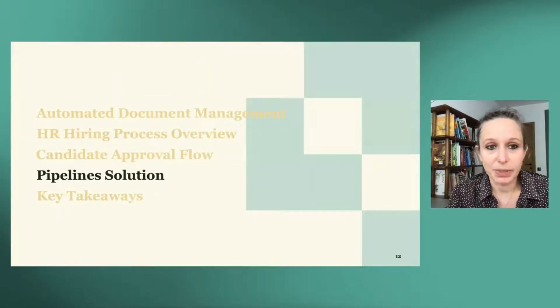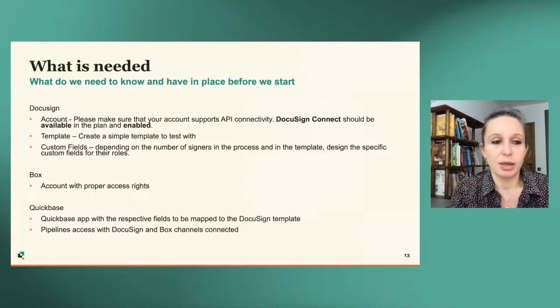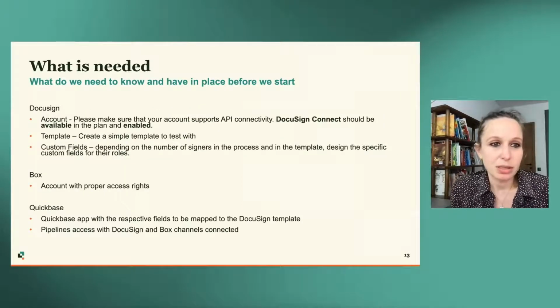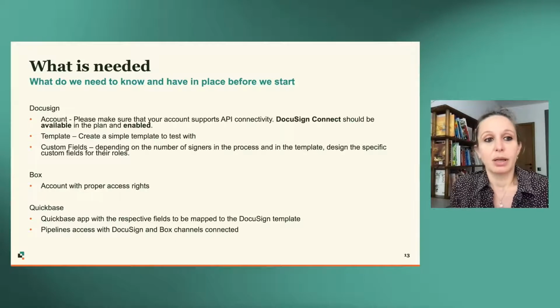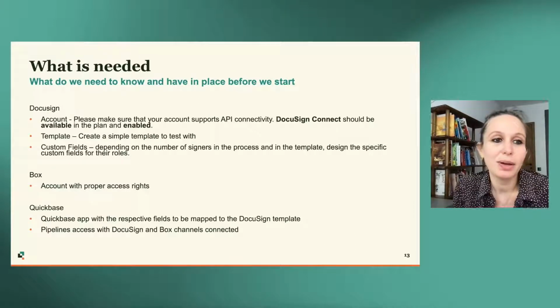Let's see how the solution in pipelines looks. What do we need in advance before we start? We need DocuSign, we need an account, and please make sure that your account supports API connectivity. It's not by default. DocuSign Connect should be available and enabled there. Then you need a template. You could just start with a simple template to test with, like the one I'll be showing in a while.